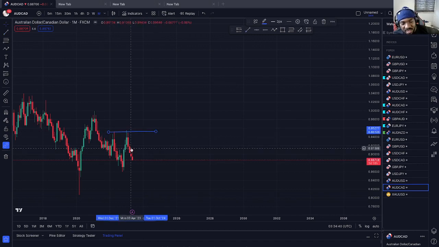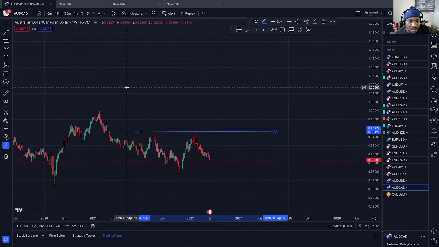a resistance here, which price came, created a double top, and after giving us this higher high, this higher low, then it's created another higher low, created a lower low, came here, gave us a double top, and then price has been moving downward on this zone.